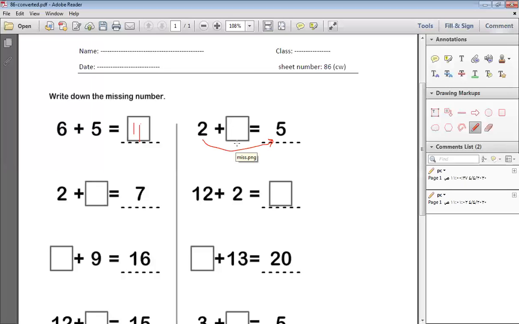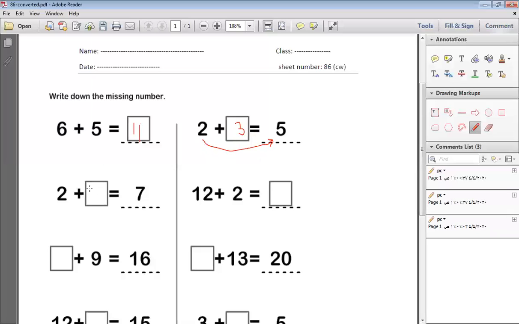Okay, so after the 2, 3, 4, 5, how many fingers? I need you to use your fingers with me. Please use your fingers while you are watching this session. After the 2, 3, 4, and 5, how many fingers now on your hand? 3. So the answer here is 3.